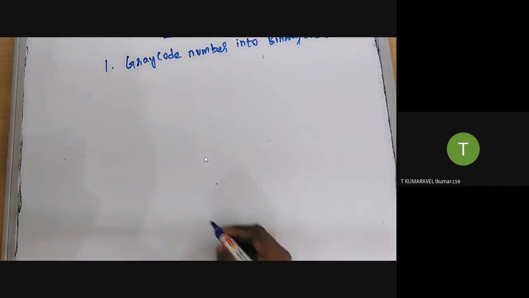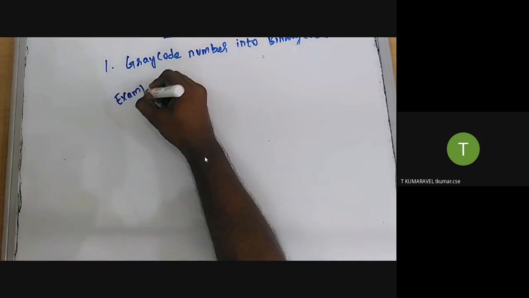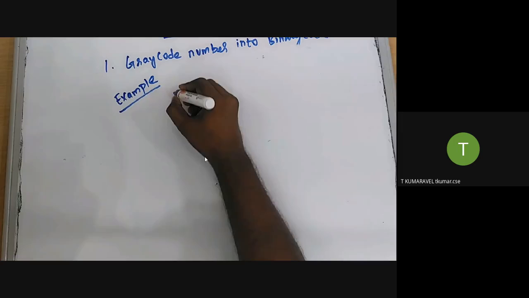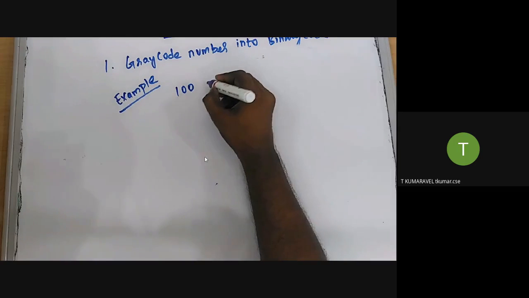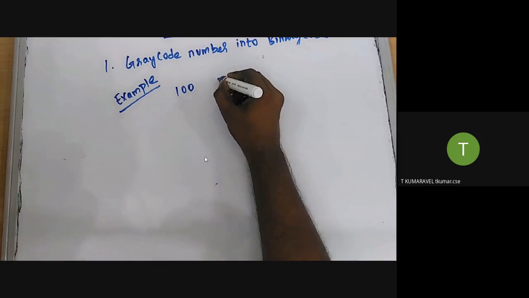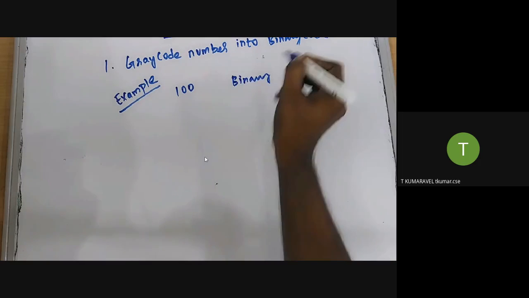Okay, I'm going to take one example. They are given a 3-bit value: 1, 0, 0. This is the given value. It's a Gray code, and you want to convert it to binary. How do you do that?